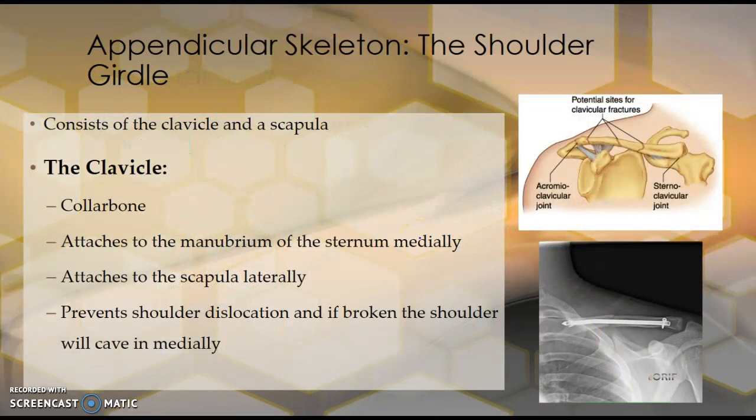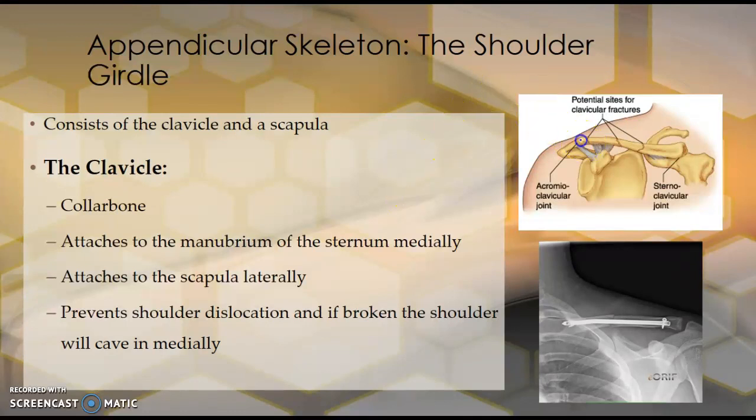So first, let's go ahead and talk about one of the major girdles, the shoulder girdle. It consists of the clavicle and the scapula. So the clavicle is commonly known as your collarbone. It attaches to the manubrium of the sternum, and then the scapula laterally, and it prevents shoulder dislocation. So basically, it allows your shoulder to not just kind of cave in forward.